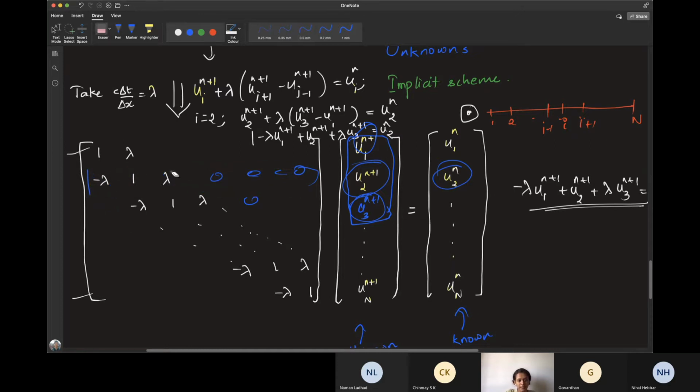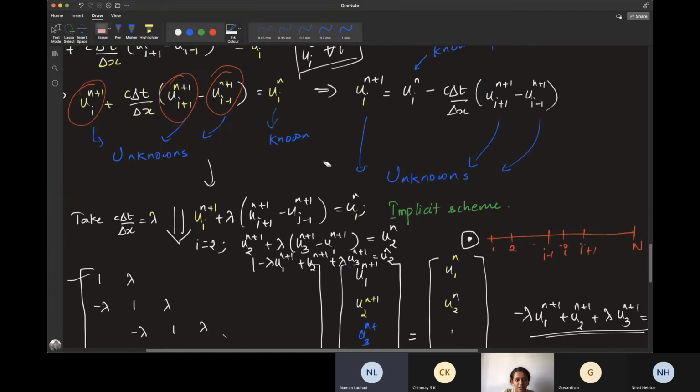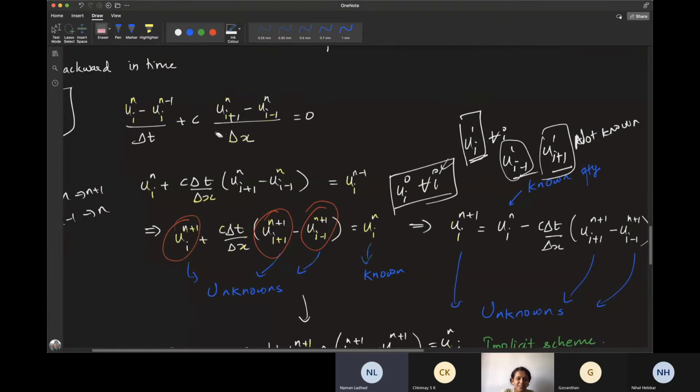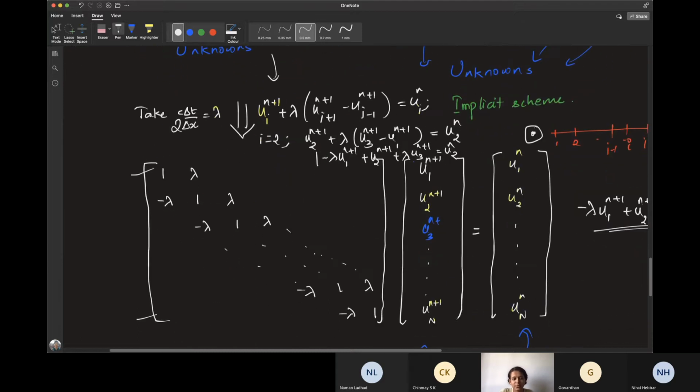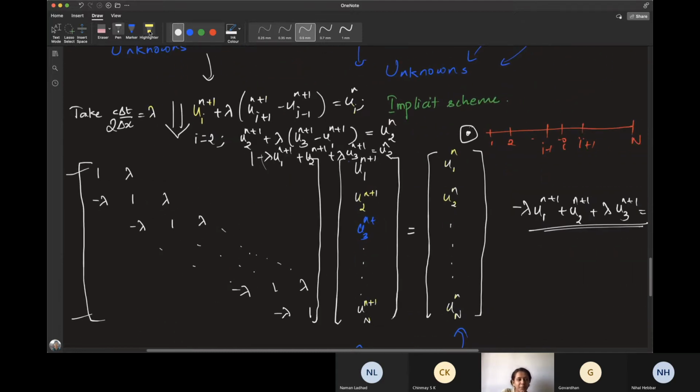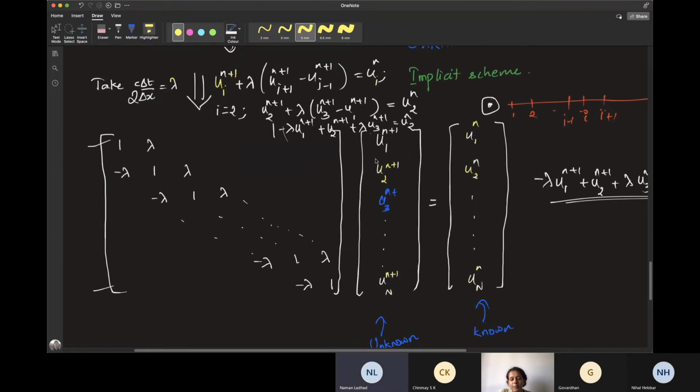Okay, getting it? Is there any doubt? No, ma'am. Okay. Just one small doubt actually. In the central difference formula, there would be a 2 delta x term in the denominator, because there are 2 steps between i plus 1 and i minus 1. Yeah, that's a mistake. So let's just take lambda to be c delta t by 2 delta x, and this form will remain the same. Okay. Yes, ma'am. So now it's fine.